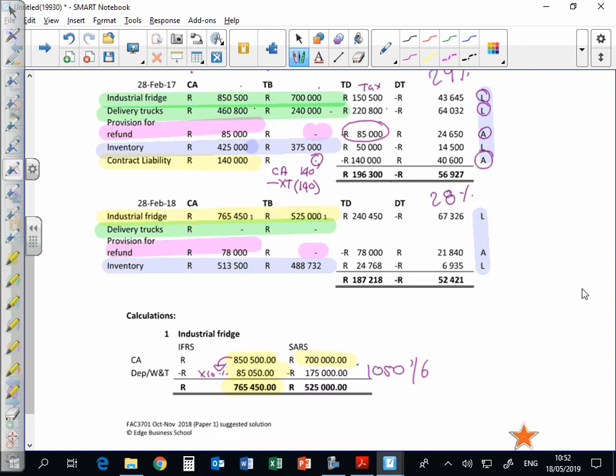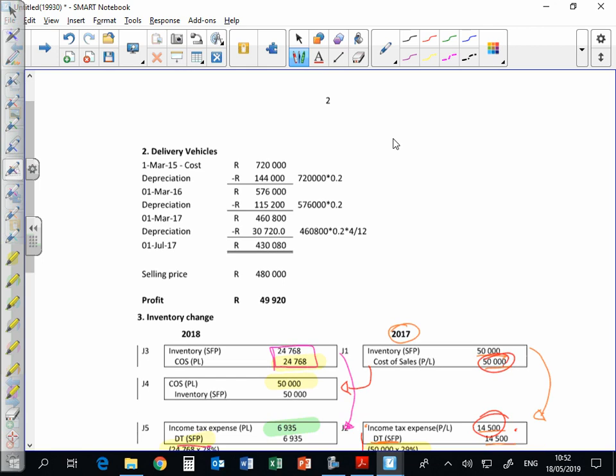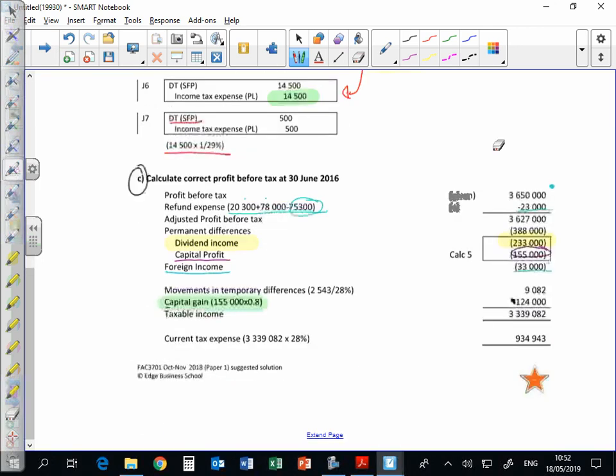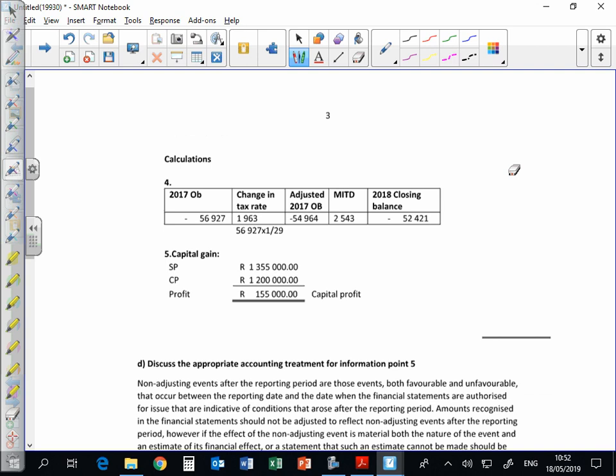Wonderful. Calculations, we've done those. Delivery vehicles, we've done that. Now our profit before tax, we have talked about that. We've put in all these things. The only thing we are missing is this movement in temporary difference. And the calculation for that has been done over here. Just maybe you guys keep your deferred tax calculations open. I'm not going to go back to those.